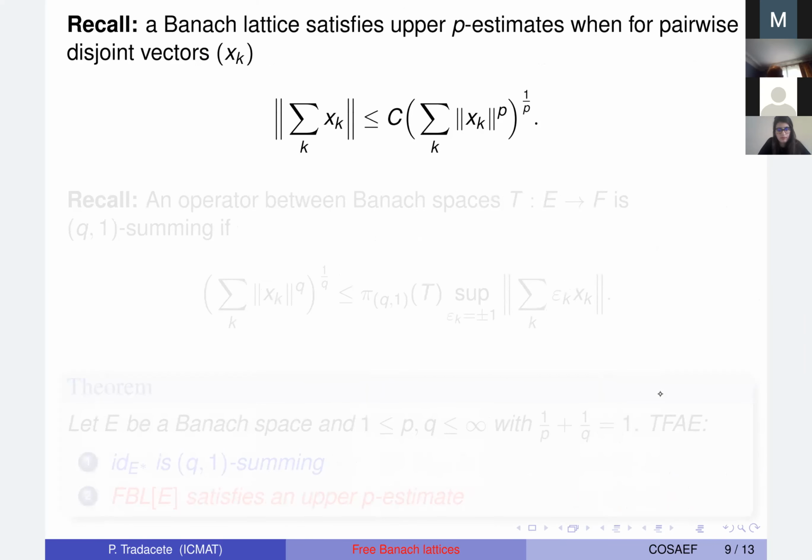So I want to illustrate one more example of this correspondence. For that, I need to recall what upper P estimates of a Banach lattice are. We say that a Banach lattice satisfies upper P estimates, where P is some number between 1 and infinity, when every time you take a finite collection of pairwise disjoint vectors xk, and you sum the vectors and take the norm, this is bounded above by the LP sum of the norms of the individual vectors, with a universal constant not depending on your choice of vectors or the number of them. This notion is related to convexity, type and cotype and so on.